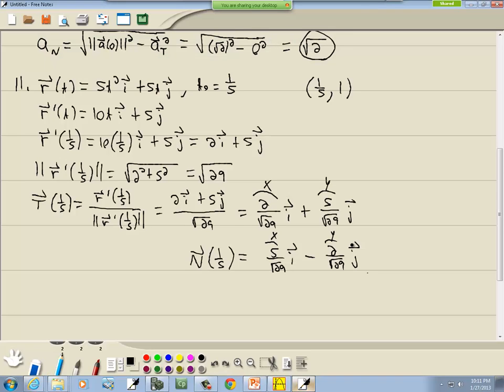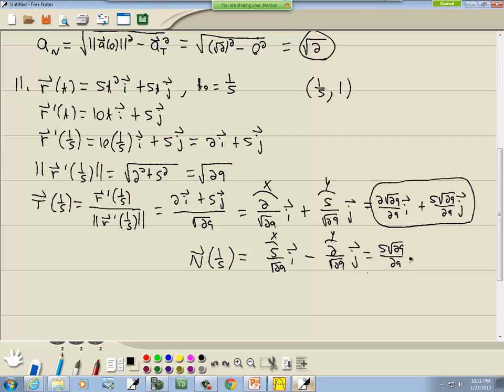Here we are. So let me put these in the right form. So this one would be 2 square root of 29 over 29 i plus 5 square root of 29 over 29 j. And this one would be 5 square root of 29 over 29 i minus 2 square root of 29 over 29 j.